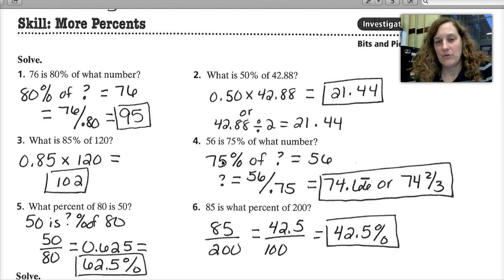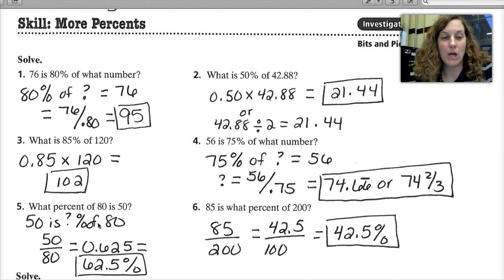4, 56 is 75% of what number? This is similar to question 1. So 75% of something equals 56. So how do I do that? I take the 56, I divide it by our 75/100 or 75%, and that gives us 74.66666. So you can say 74.6 repeating, or recognize that 0.66 repeating is 2/3. So 74 and 2/3, or 74 and 0.666.